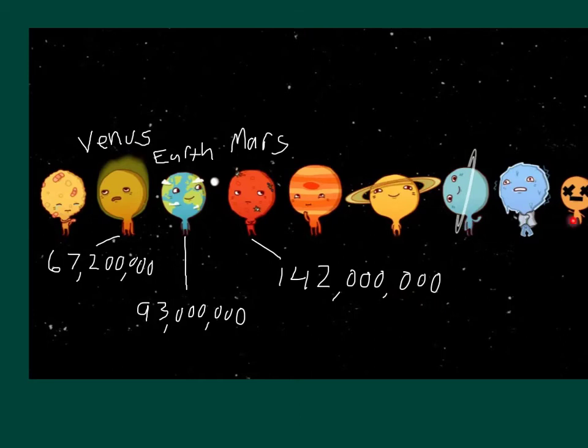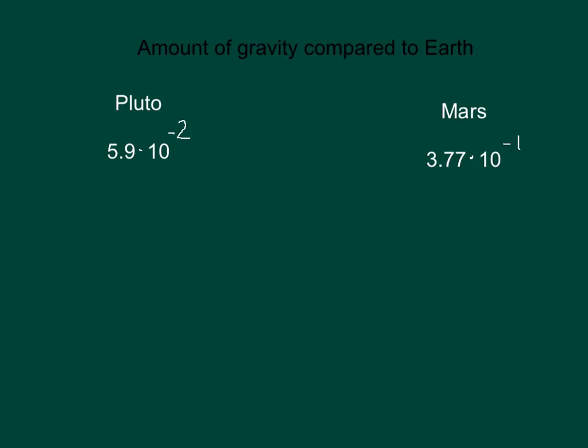Let's talk about what it would look like when our exponents are negative. For our next example, we're going to be comparing the amount of gravity on Pluto and Mars compared to Earth. We're going to discover which one has a greater amount of gravity. Here's their gravity written in scientific notation. We know when we're comparing numbers in scientific notation, there are 2 steps we have to follow.